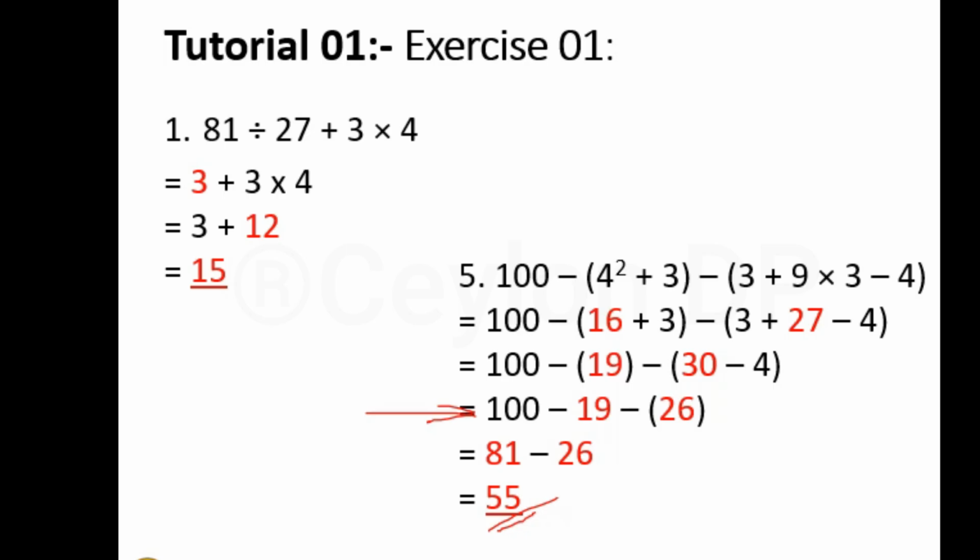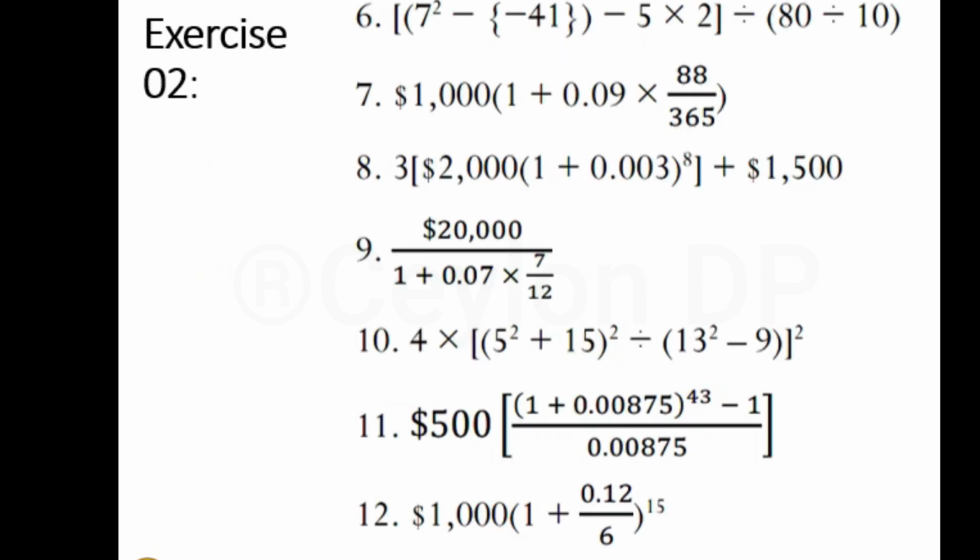So keep in mind these methods and the steps. Definitely you have to follow these things. And exercise 2 is there. I'll upload these slides with the video, and you have to use this one also, and you can try.